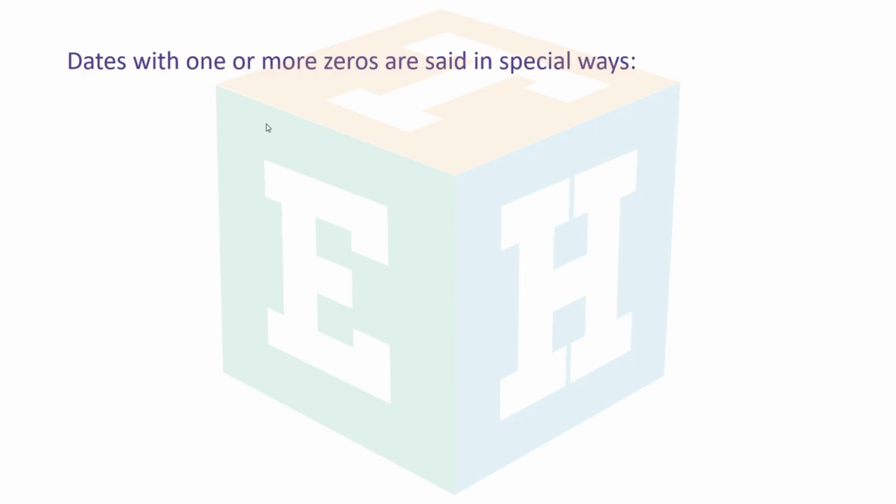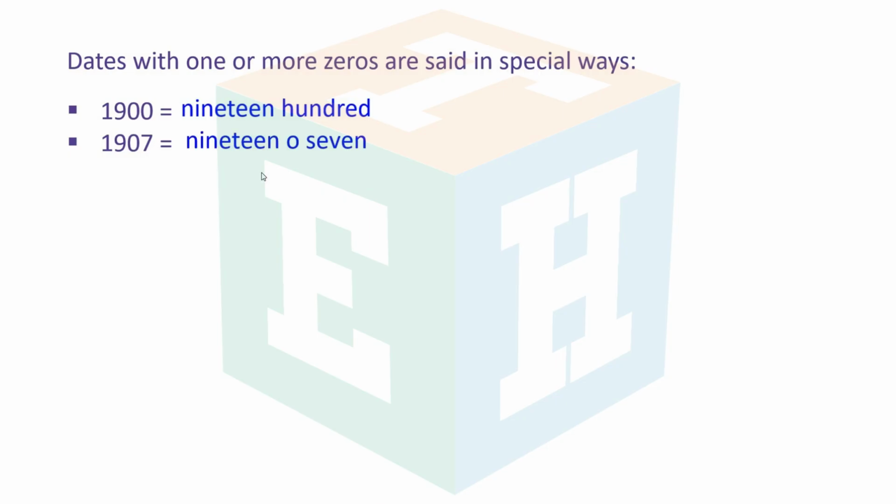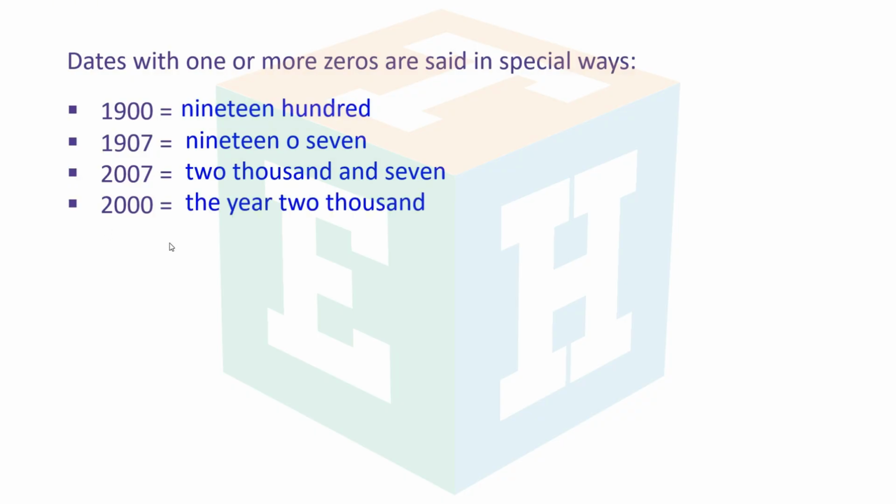Dates with one or more zeros are said in special ways. 1900 equals nineteen hundred. 1907 equals nineteen oh seven. 2007 equals two thousand seven. 2000 is the year two thousand.